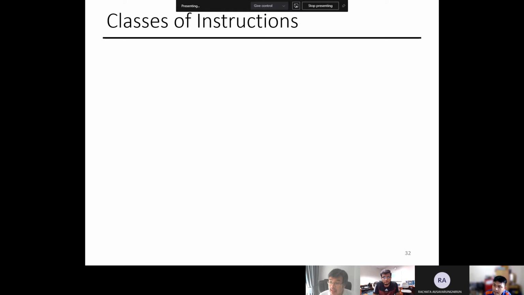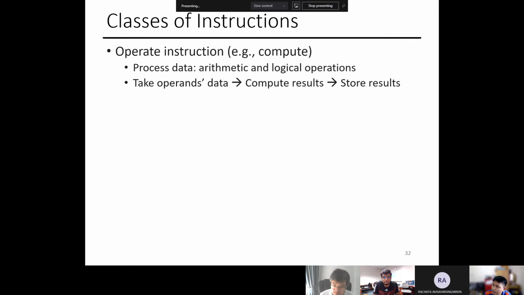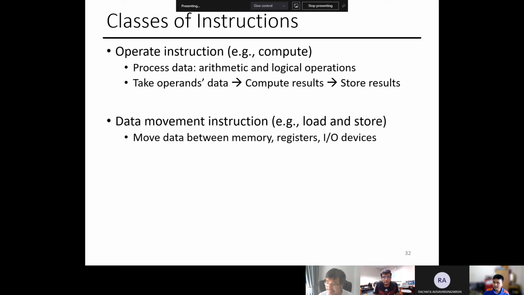So the next thing is the class of instructions. You have the compute instruction. It operates on data, right? It processes data, takes operands, computes results, writes the result. You have data movement. Data movement means I'm going to the memory to take the data in, or I write something to the main memory. So it moves data between components. That's called data movement. That's the second class.